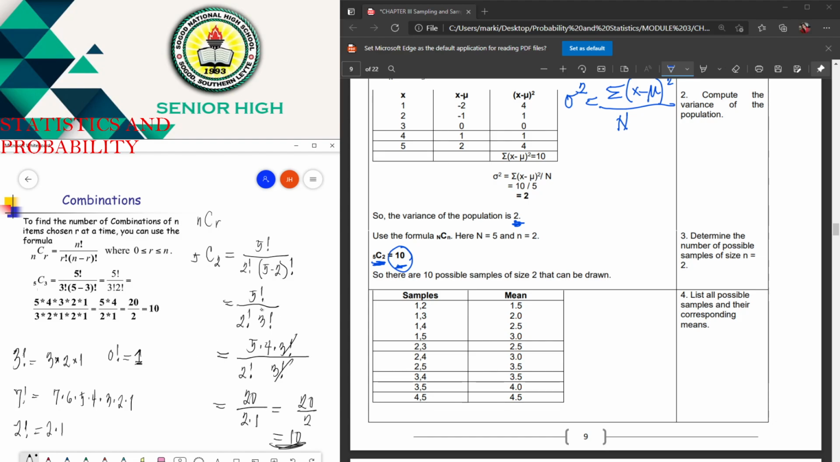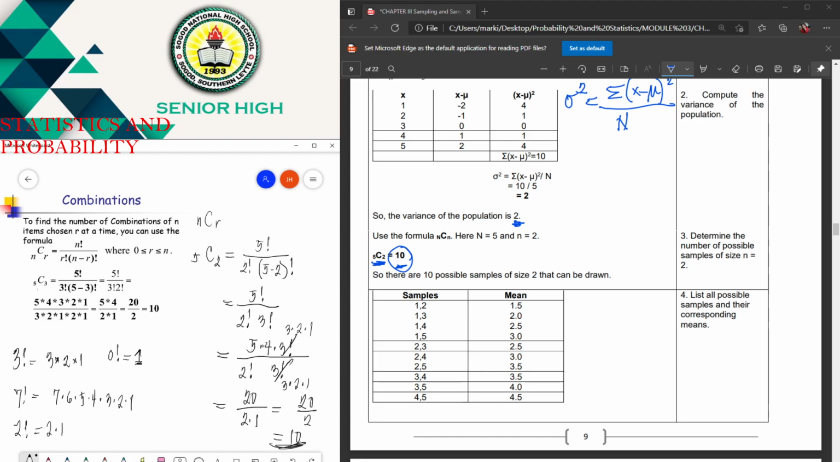So we have 5 factorial. 5 times 4 times 3. Pwede yung gawing 3 times 2 times 1, para hindi na po humaba, kasi ito yung 3 factorial is just equal to 3 times 2 times 1. So you're going to cancel that one. Kaya yung 3 factorial na lang yung ginamit ko para maliit lang yung solution. So just cancel this one kasi parehas lang naman sila.